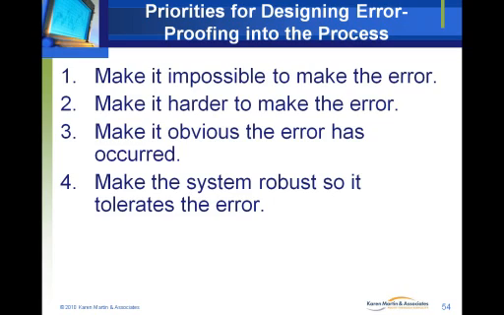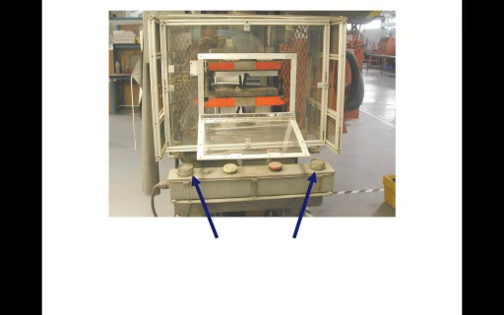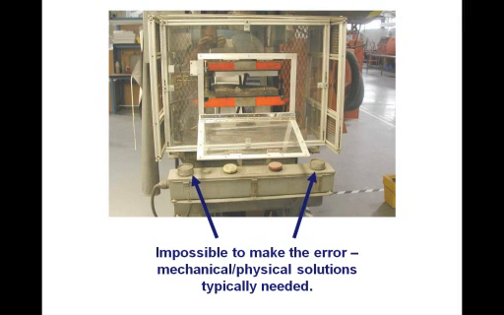So the same four we've gone over before, but now we're going to take a little example of how those play out in a non-manufacturing world. So making it impossible to make the error is a little tricky in non-manufacturing because we don't have equipment. In the case of manufacturing or a very physical environment, we can do all kinds of things with equipment to make it impossible.